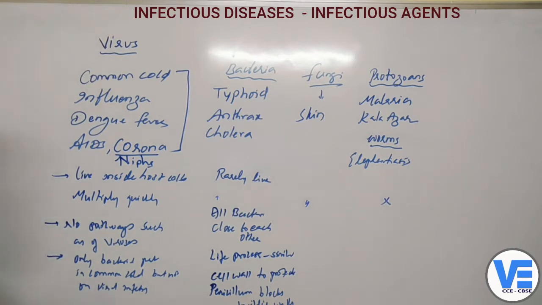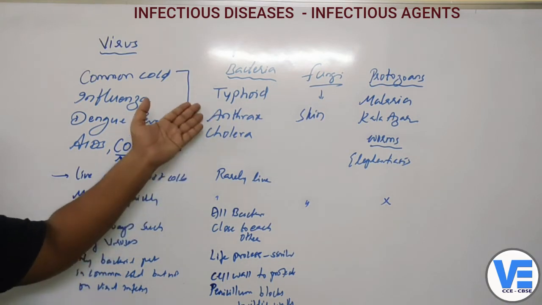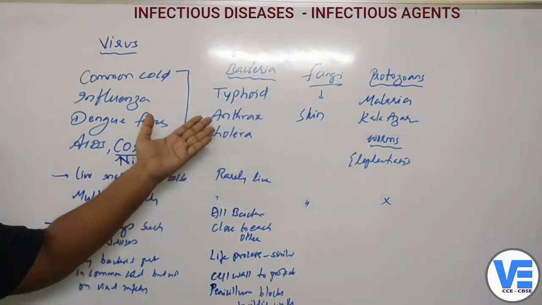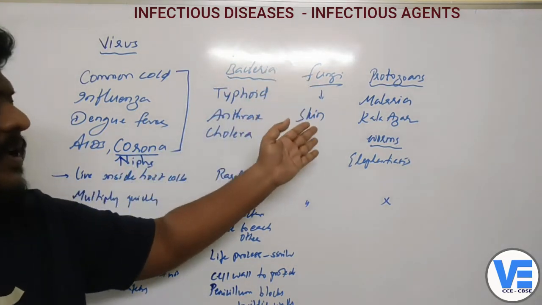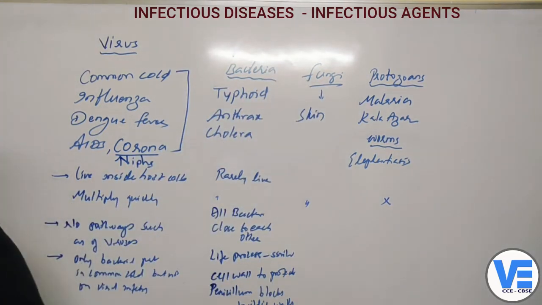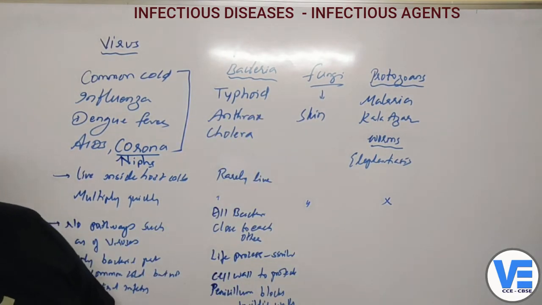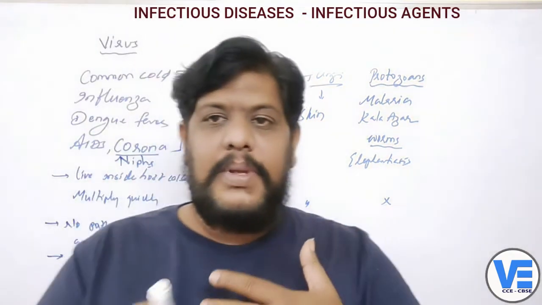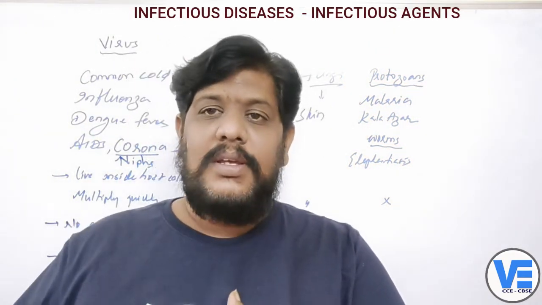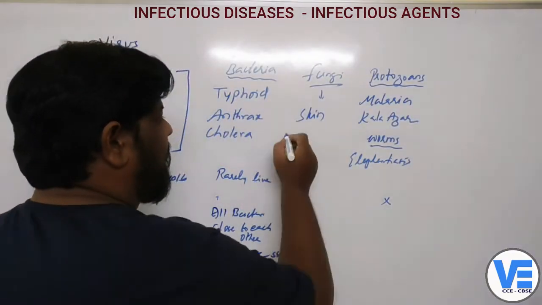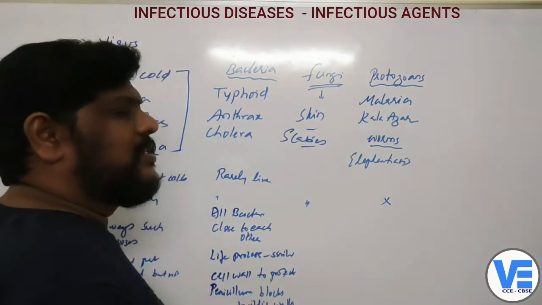Now if you come to the bacteria, they are causing diseases like typhoid, anthrax, cholera and whatnot. Some other diseases are also there. And when you come to the fungi, they are causing skin infections. Most of the skin diseases are caused because of fungi. When the skin is infected, it becomes very itchy, you will have an itchy sensation, like scabies, a skin infection. So all these are fungal infections.